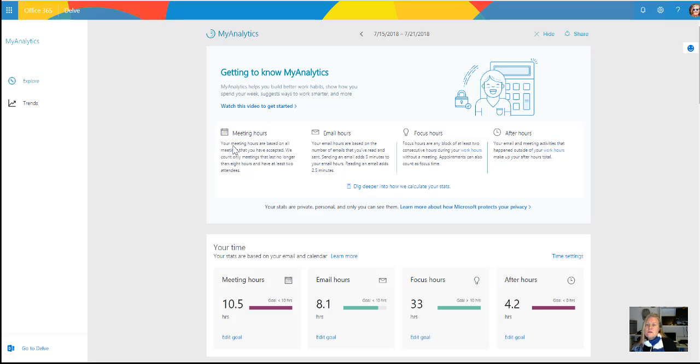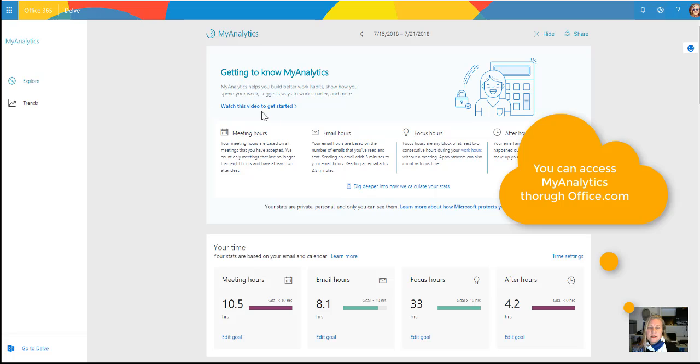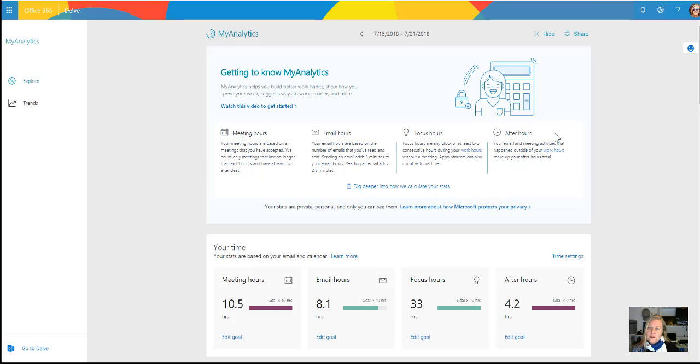You'll see it tells you, so there's some good details there. It tells you what it is that they look at: meeting hours, email hours, focus hours, and after hours work hours, and also how they actually calculate those if you're not sure. So let's take a look at the different stats out there. If I look at your time here at the bottom, it says I had so many meeting hours this week, and so many email hours, so many focus hours, and so many after hours. And then you can set goals for each of them as well.